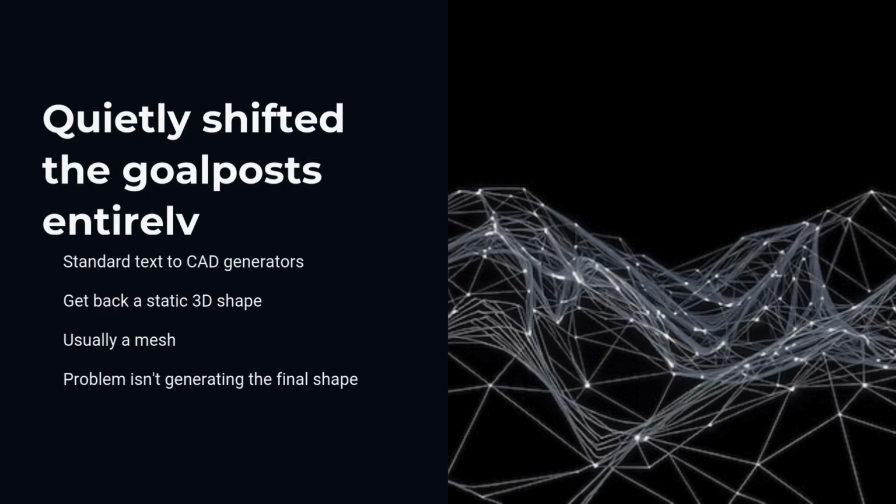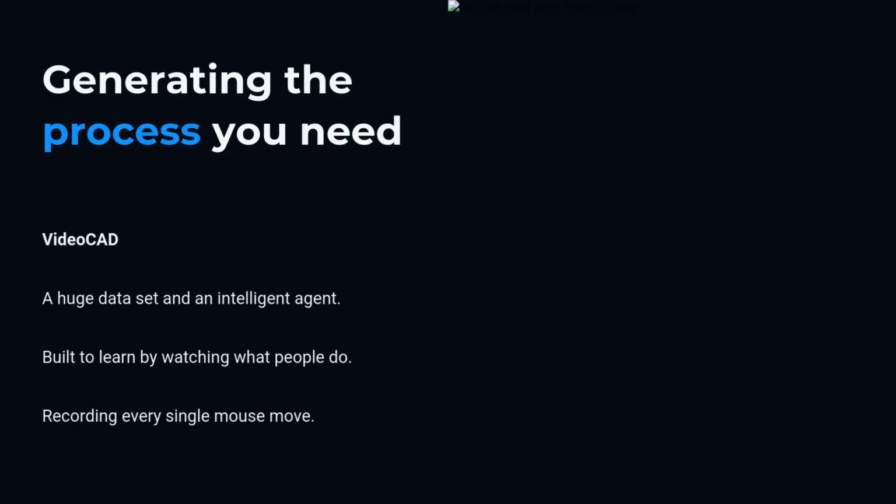This isn't just another generative model. Not at all. It's a huge dataset and an intelligent agent. They call it VideoCADFormer, and it was built to learn by watching what people do. It literally watched tens of thousands of users in Onshape, recording every single mouse move, every click, every button. So it's behavior cloning, but for this incredibly complex mechanical workflow.